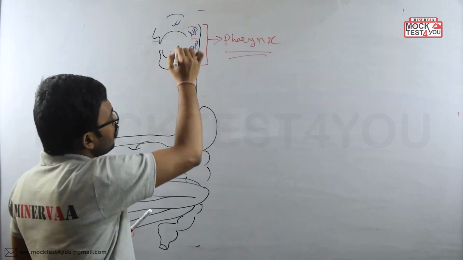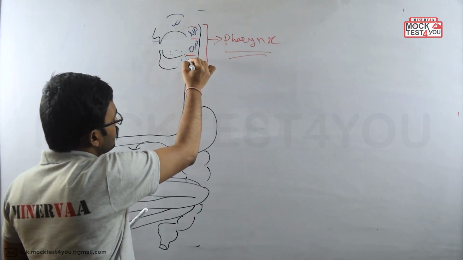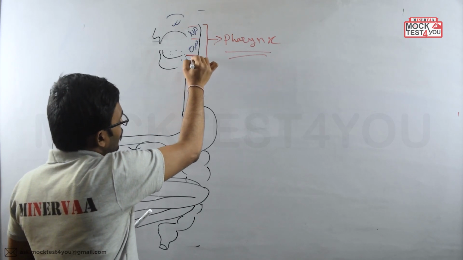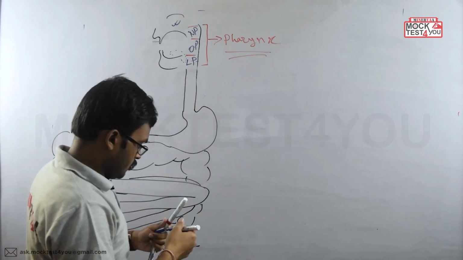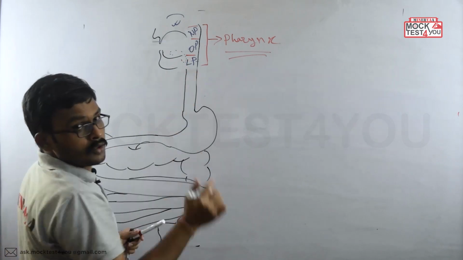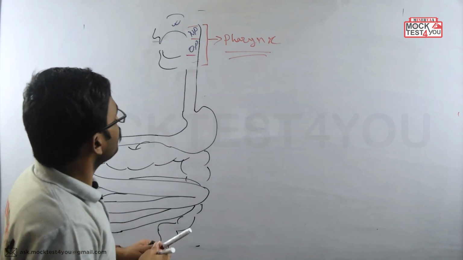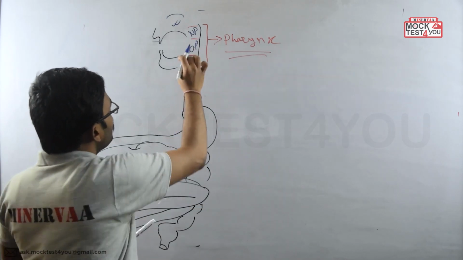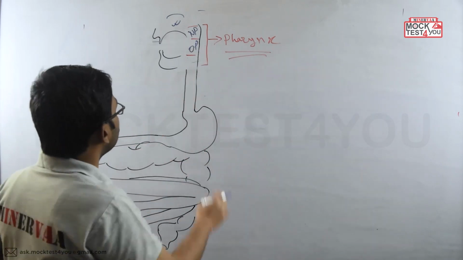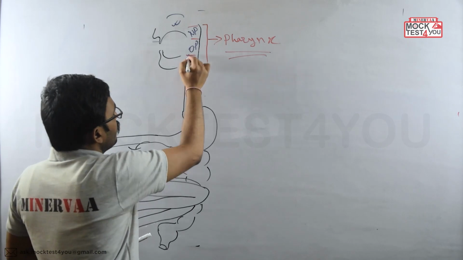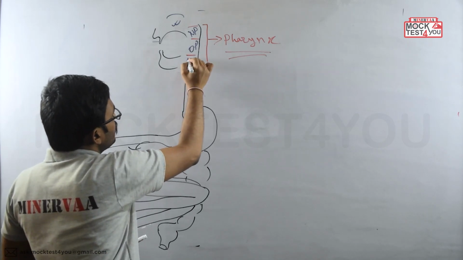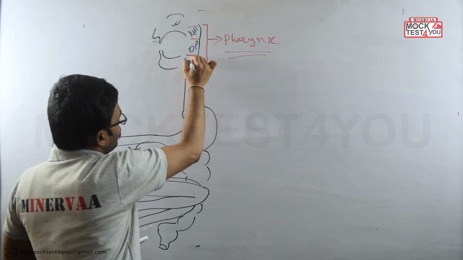So this region is called the laryngopharynx. Sorry, here is the region: just below the oropharynx, a region is present that is called the laryngopharynx.